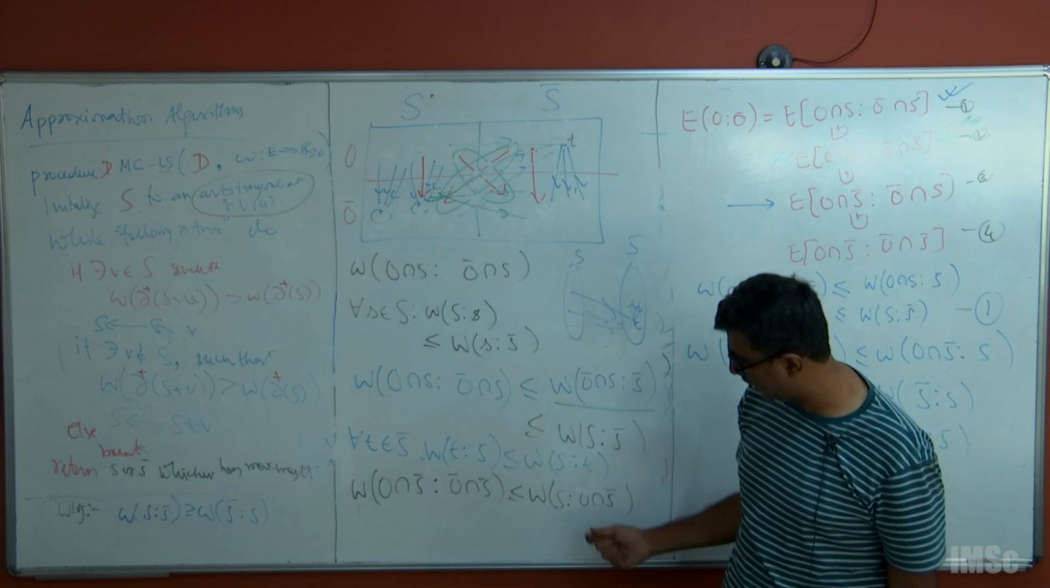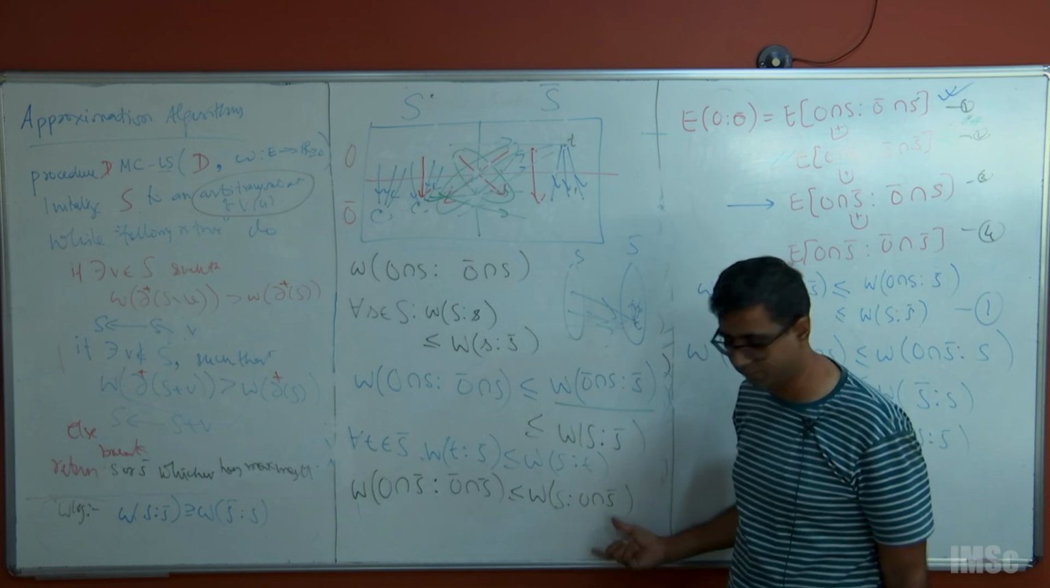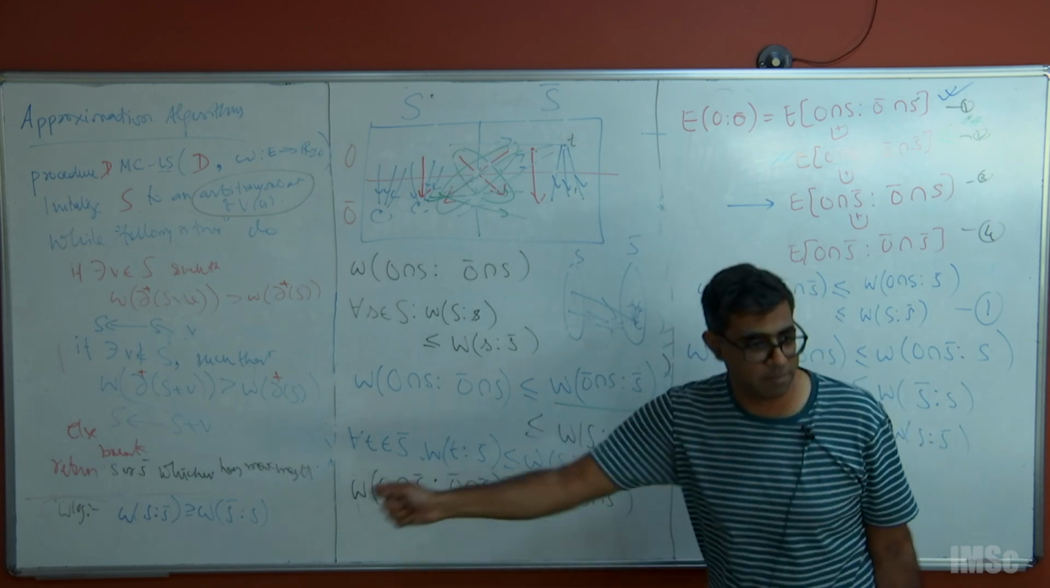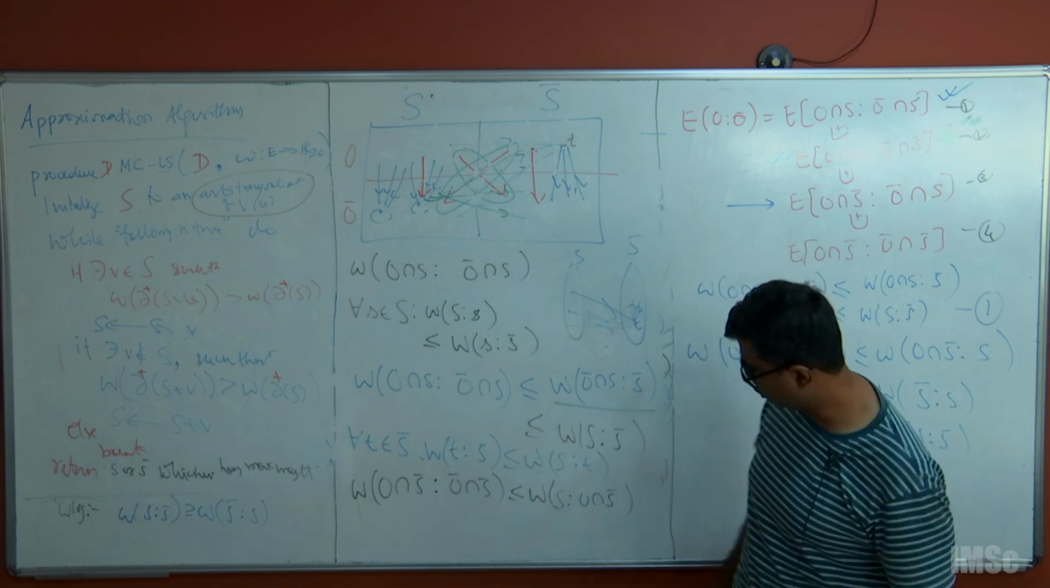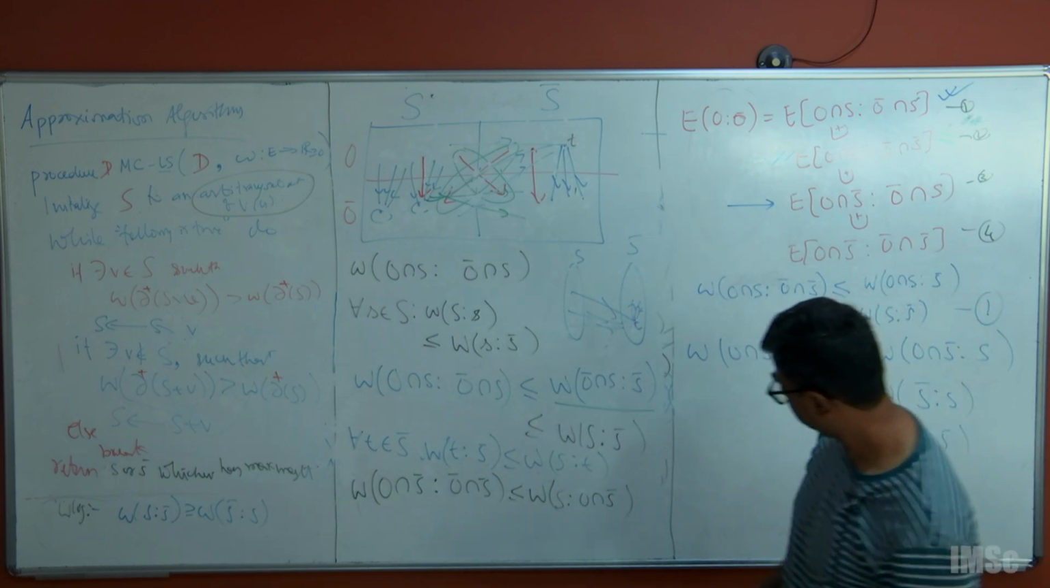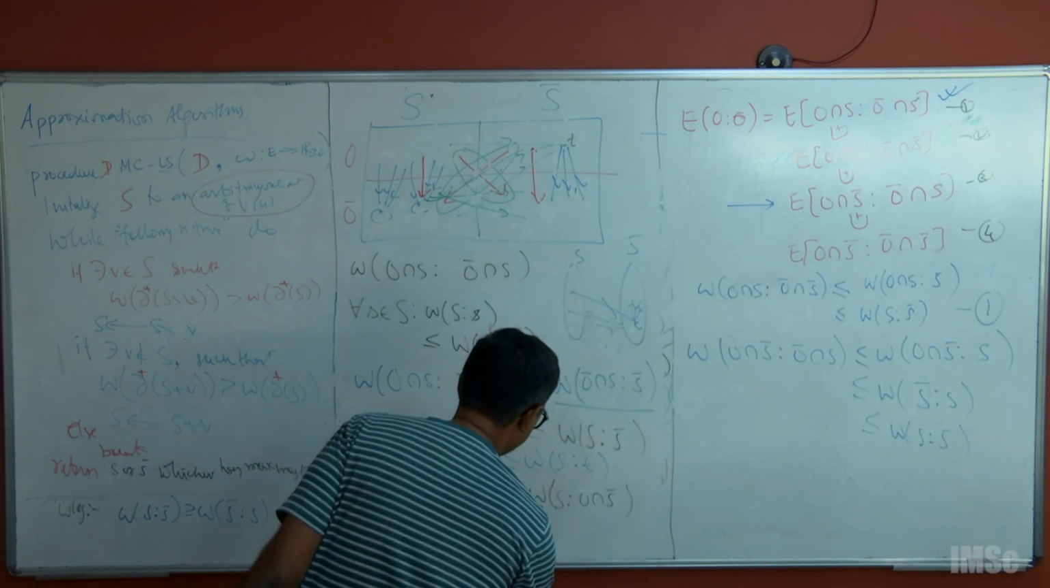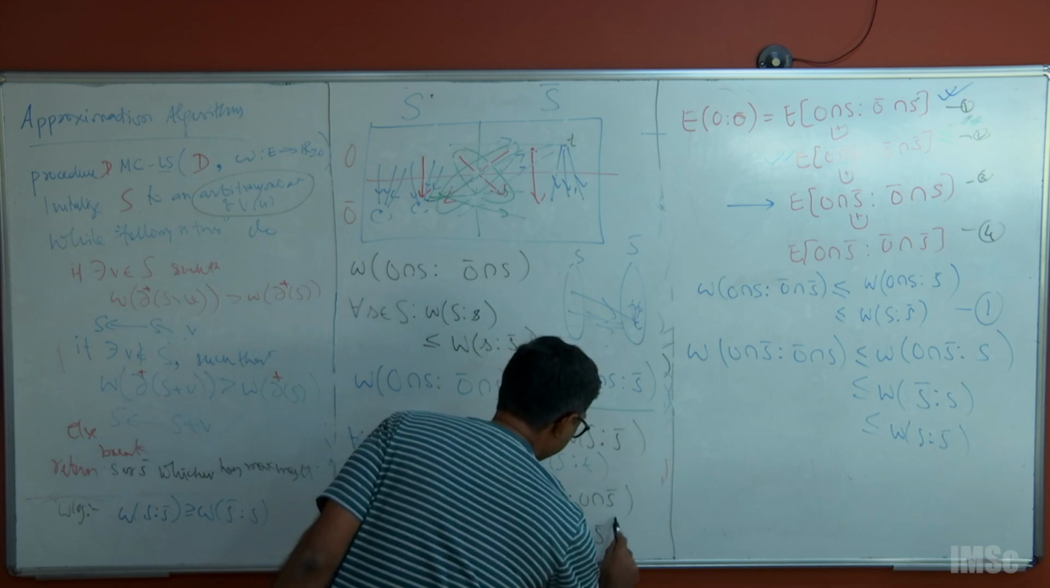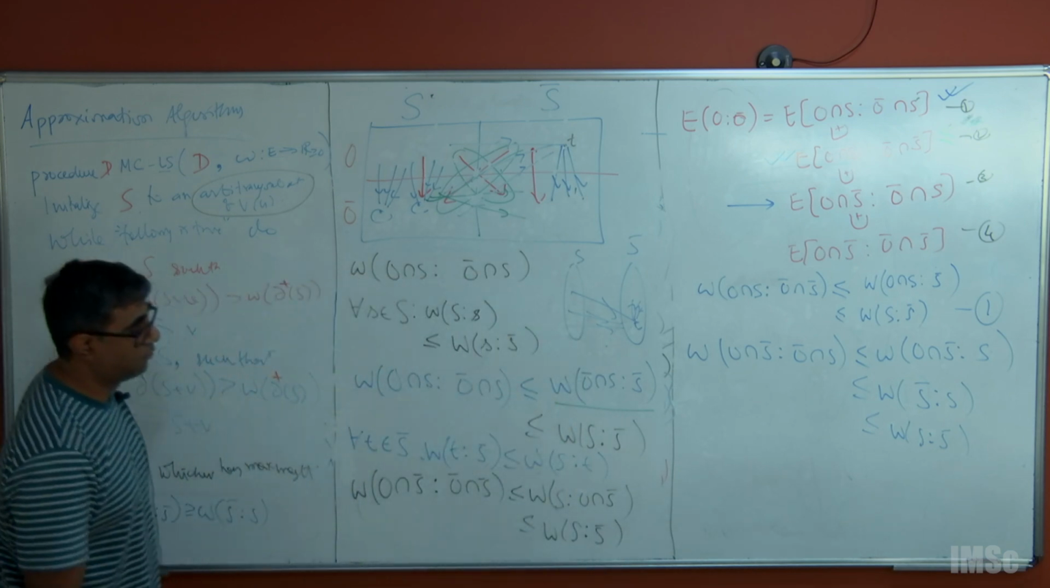Look at the weight of arcs that are coming from S to O intersection S bar. That is more than this. Otherwise, I would have made a move to each other vertex. But now, what is this? This is less than or equal to the weight of S bar, and we are done. So this will give you a 1/4 approximation.